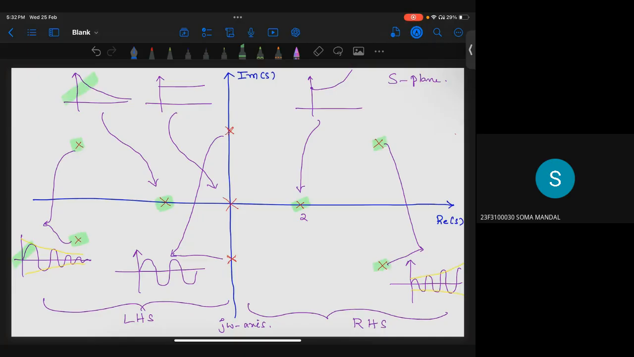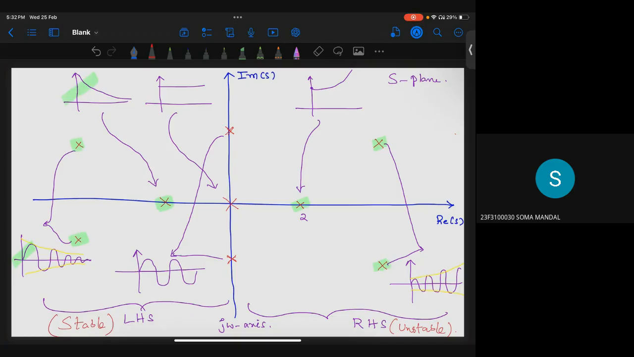Okay. So we call it stable when all the poles exist on the left side of the j omega axis. Okay, so we call them stable. So this side is unstable. Is this clear?